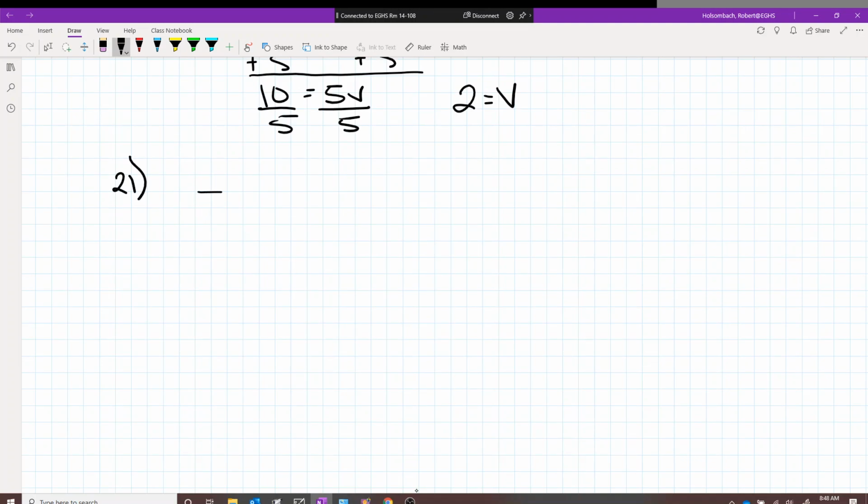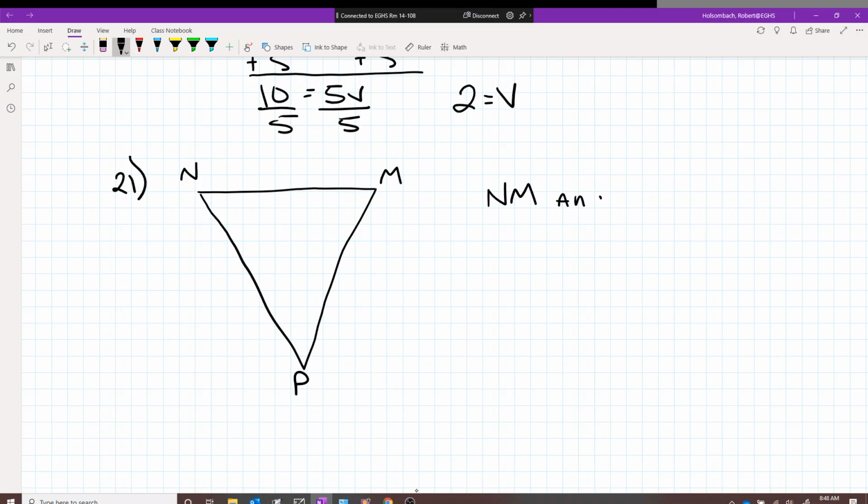Number 21. Name the angle included by the sides NM and MP. Alright, if they want the angle included by the sides NM and MP, they both have an M in them. So it's angle M. If you highlight the sides, here's NM, this side, here's MP. There's the angle that's formed by the two sides. Okay, so angle M.